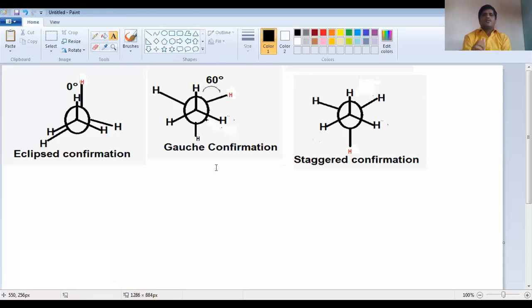Okay. So in the gauche conformation, the front side hydrogen and back side hydrogen are at a 60 angle. And in the staggered conformation, the front side hydrogen and back side hydrogen are at a 180 angle, through the rotation. That is called the staggered conformation. So that point we have discussed. I hope you are understanding all the concepts easily.